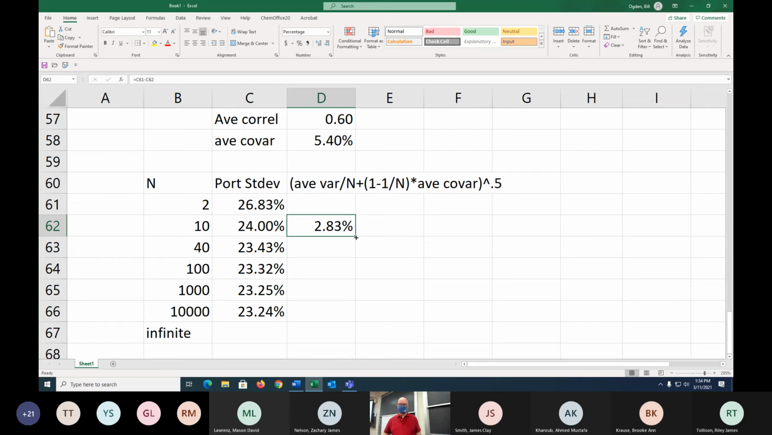Now watch what happens to this. It gets less. It gets less. It gets less. It gets even less. See that? So we are approaching that bottom number now. And you can see if I put 100,000 stocks, it wouldn't change that much, would it? So we're pretty much there at 10,000. But technically, you have to go all the way to infinity.